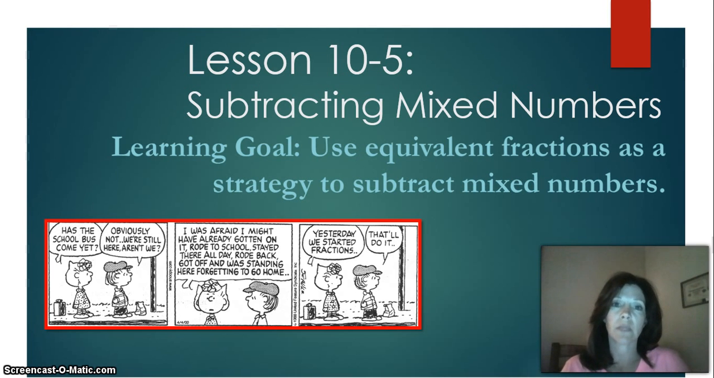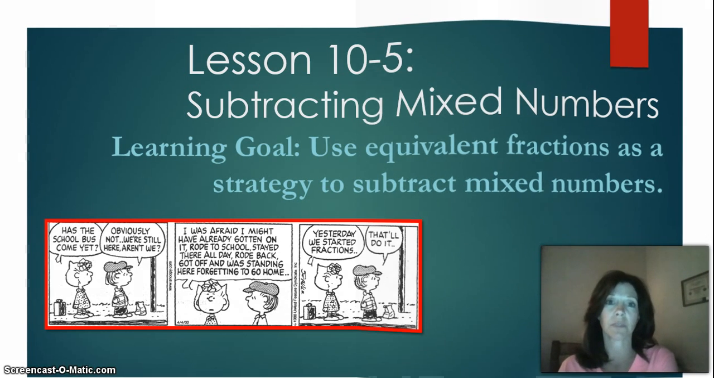Hi, 5th grade. Welcome to lesson 10-5, subtracting mixed numbers. Your learning goal for tonight is to use equivalent fractions as a strategy to subtract mixed numbers.